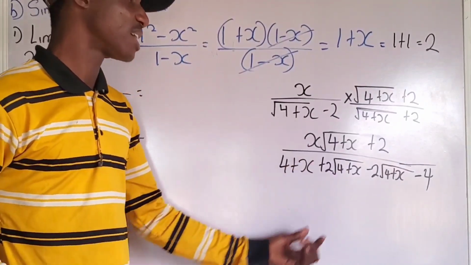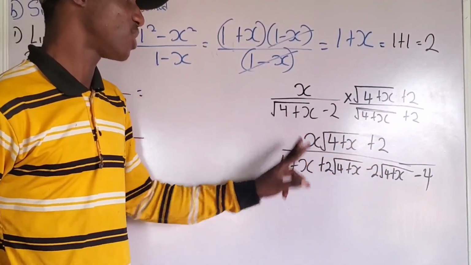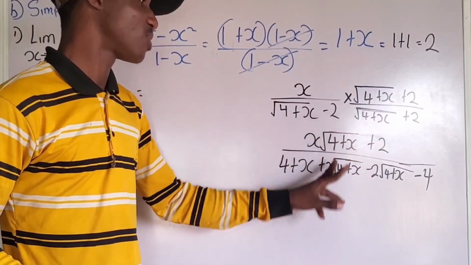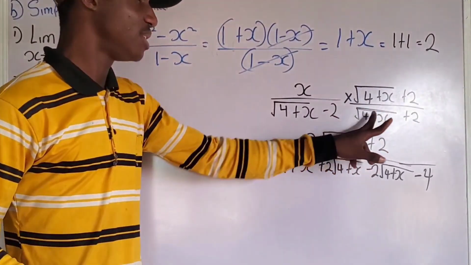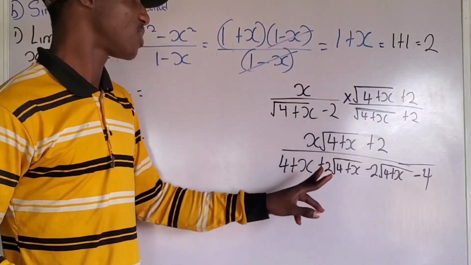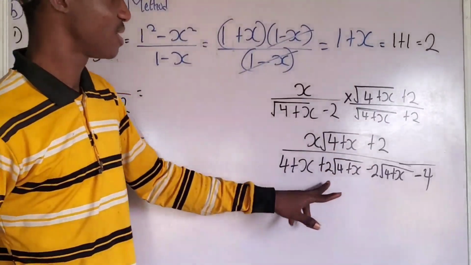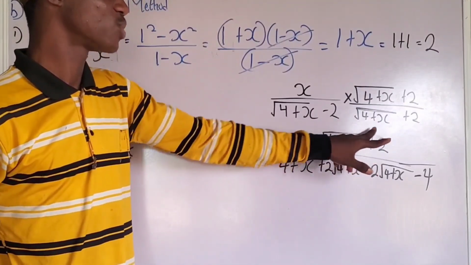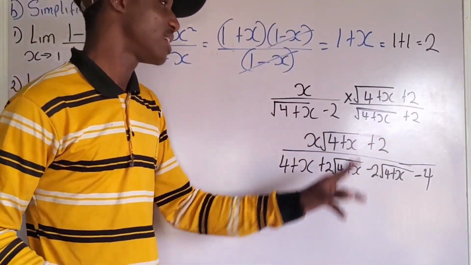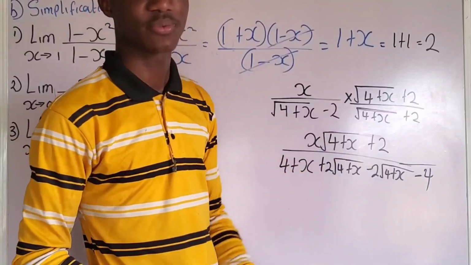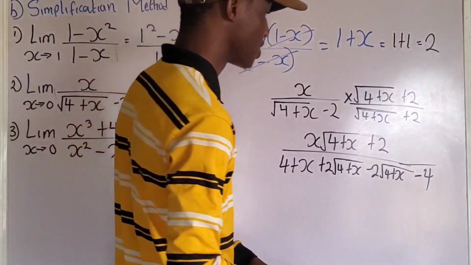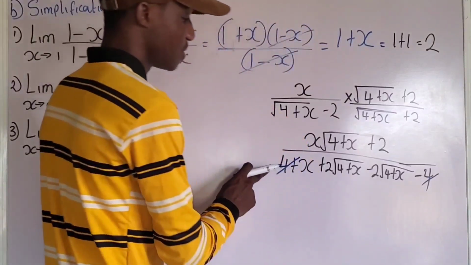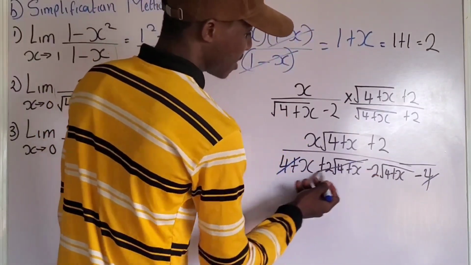Now, having done that, if you multiply this by this, you're going to have this, and this times this, you're going to have this. Plus 2 times this, you're going to have this. The minus 2 times root of 4 plus x, you're going to have this. The minus 2 times plus 2, you're going to have negative 4. Having gotten to this point, this can eliminate this because we have positive 4 and negative 4, and this can eliminate this as well.